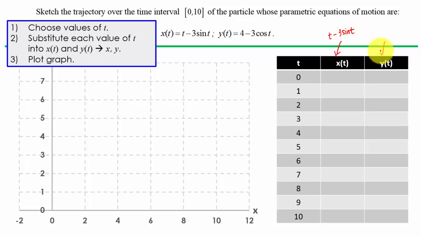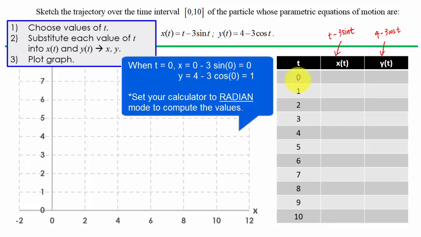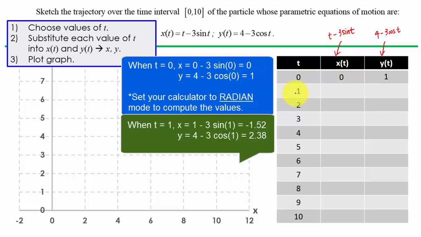And y is represented by this equation. Let us substitute our values of t to give us our corresponding set of values of x and y. So when t equals 0, we have this set of values of x and y. When t equals 1, we have this second set of values of x and y.